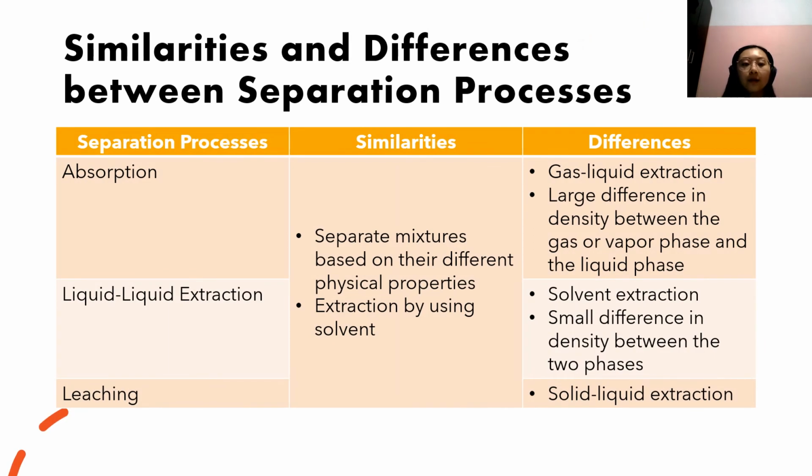The similarity of these three processes is to separate mixtures based on their different physical properties. Extractions of these three processes are done by using solvent. There are also some differences among these processes. Absorption is used to separate solute from gas mixture. It has a large difference in density between the gas or vapor phase and the liquid phase. LLE is used to separate liquid mixtures which include two or more liquid components. It has less difference in density between the two phases. Leaching is used to separate solute from its solid mixture.